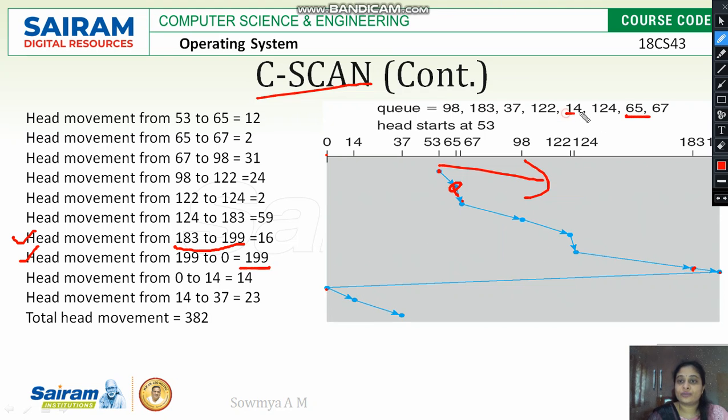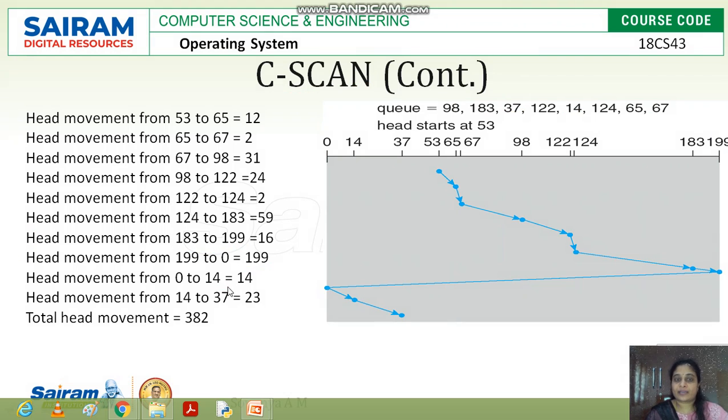So you can schedule 14 and 37, which we could not schedule at the beginning because the head was at 53. So 14 will be scheduled from 0, the head moves from 0 to 14. Then from 14 the head moves to 37. So 14 and 37 will be scheduled in the next cycle. This is about the C-scan type of disk scheduling.